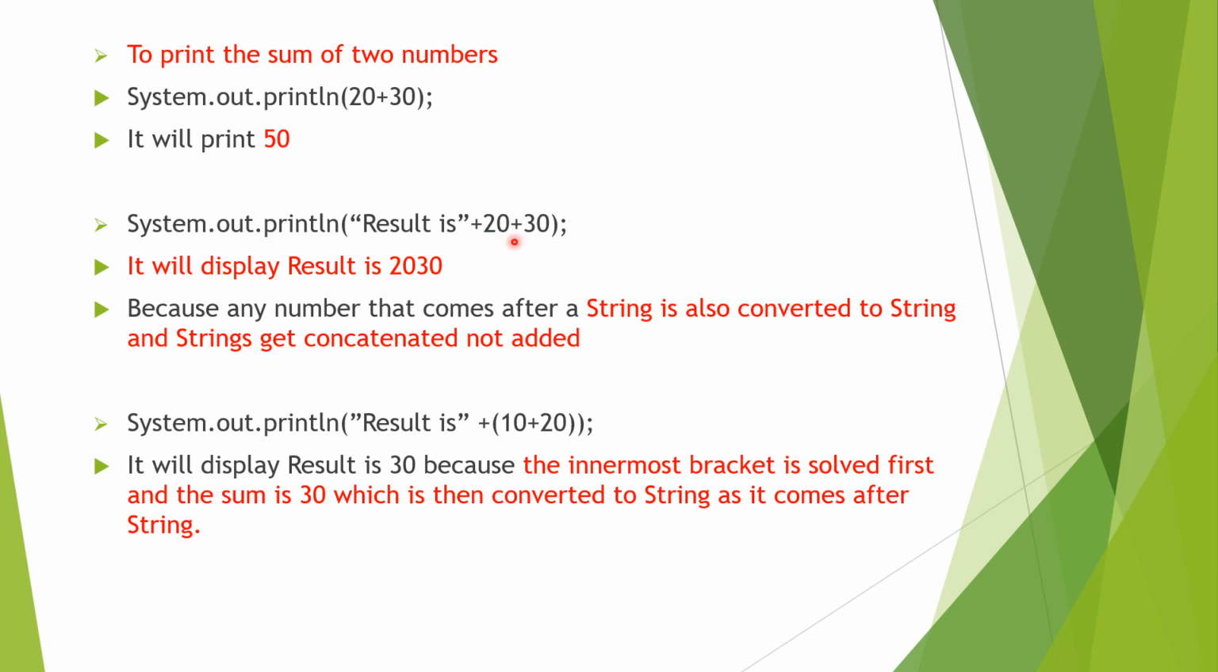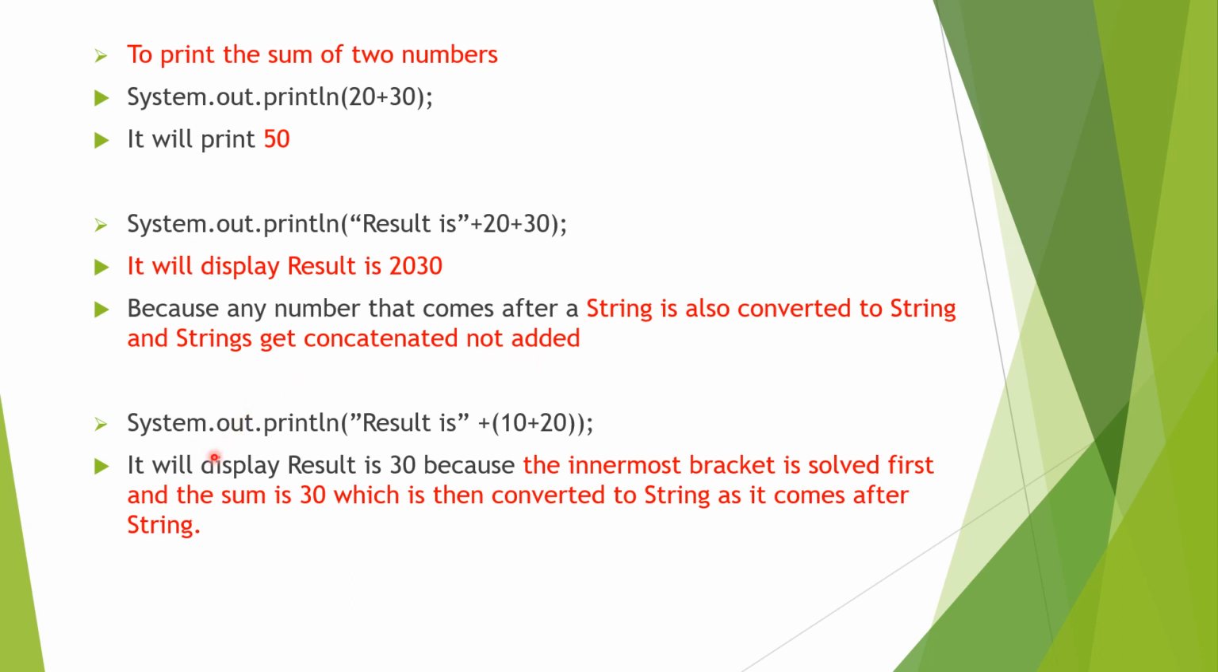So 20 and 30 will become strings. These will no longer remain numbers. So strings will always be concatenated. Strings will never be added. So these will be combined. These will not be added because they come after the string "result is". So the display is result is 2030. Why? Because any number that comes after a string is also converted to a string, and strings get concatenated, not added. Fine, I hope it is clear.